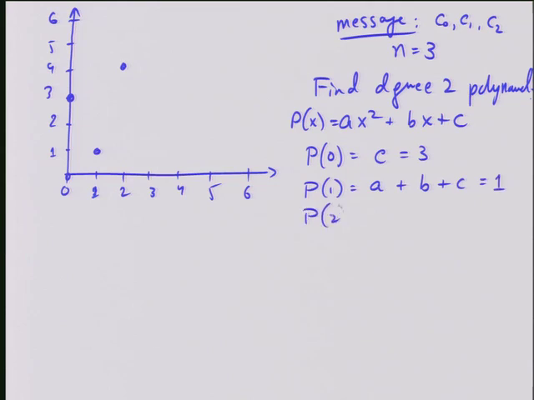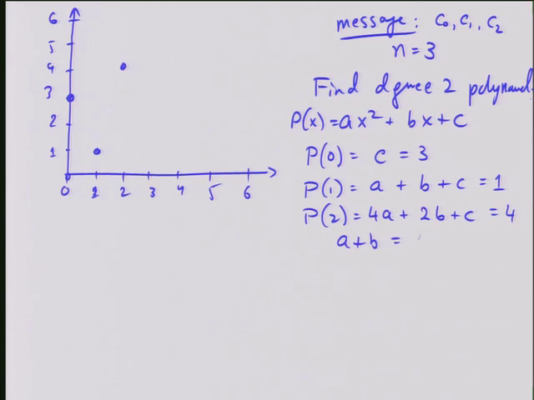P of 2, again, the x's go away. It's a times 2 squared, so it's 4 times a plus 2 times b plus c equal to 4. You can solve these equations, right? And you can get a, b, c. So c is already 3. You know a plus b is equal to whatever, it's minus 2.